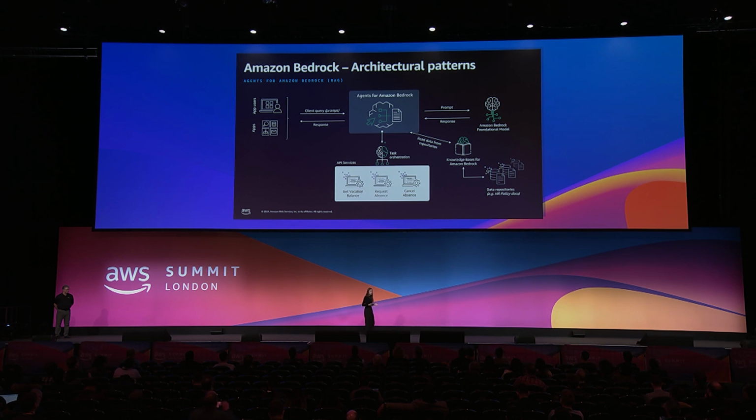A second architectural pattern is going to be agents for Amazon Bedrock. So this is a fully managed RAG solution, and essentially we're going to answer user prompts with information from existing data repositories and from microservices, and it also allows us to take actions.